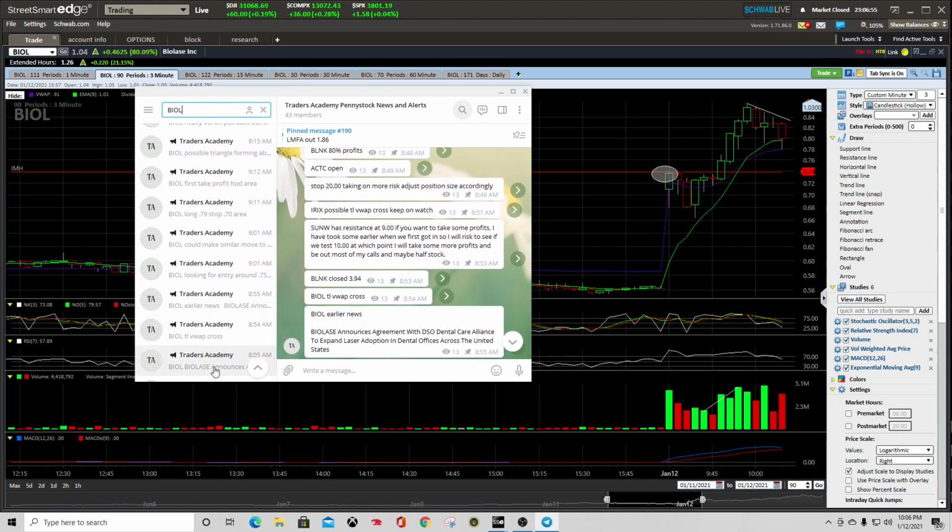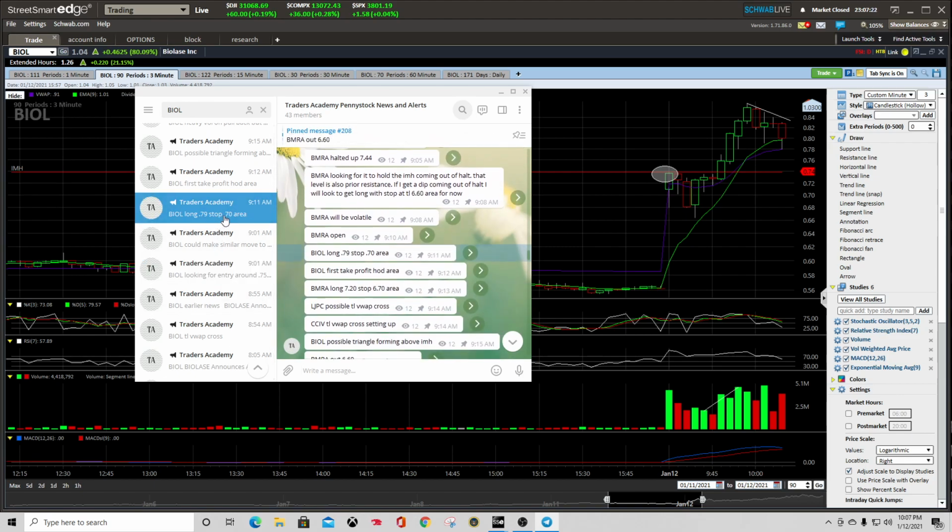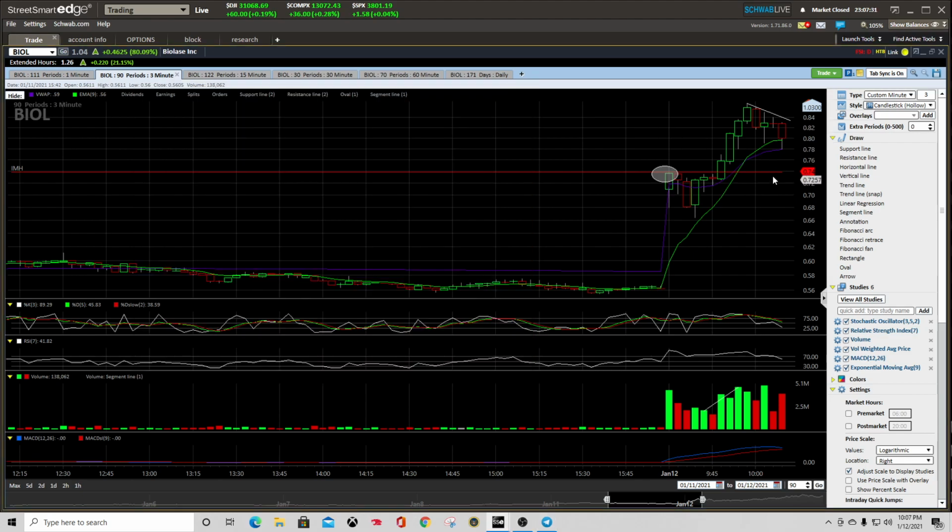Let's see. News alert. BIOL, trade line VWAP cross. Let's see. Right here: BIOL could make similar move to ZOM, as these pennies have been getting really good follow through lately. And at 10:11 a.m. said long BIOL long at 0.79 with a stop at 0.70. Okay, now 10:09. Yeah, so it was on this candle right here, almost at the close.